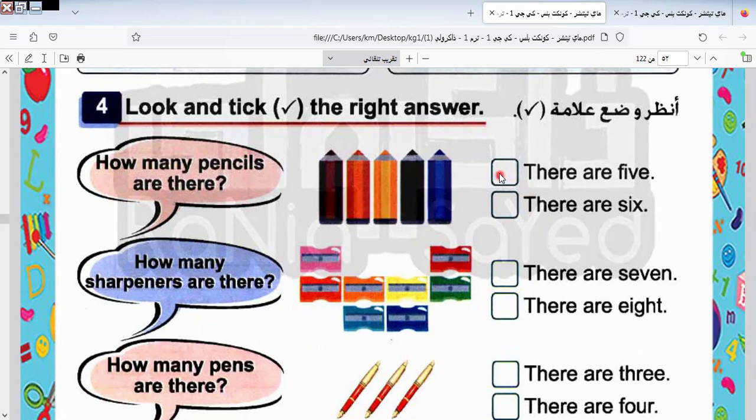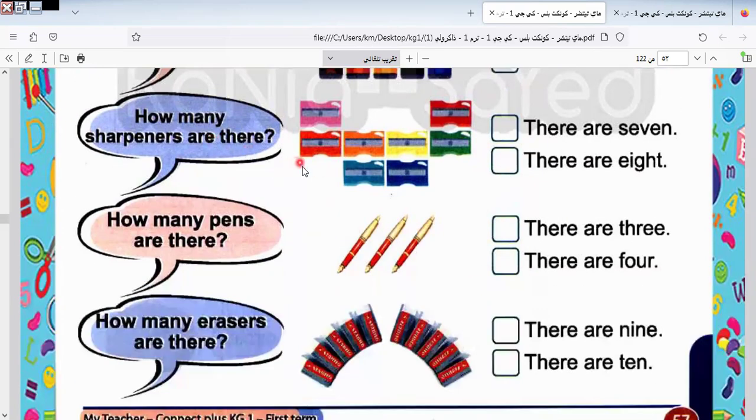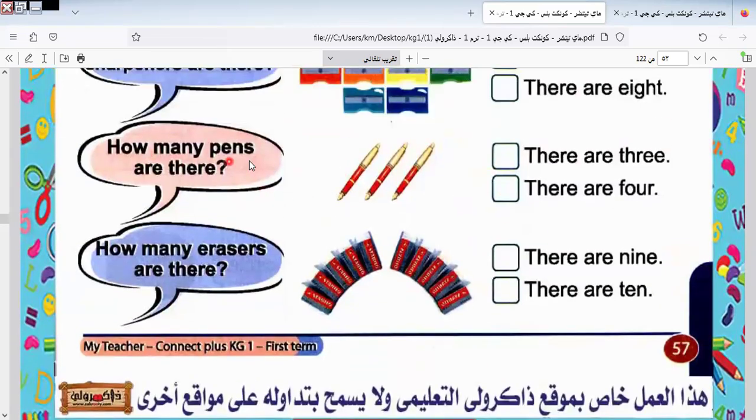So the answer will be 5. This one: how many sharpeners are there? 1, 2, 3, 4, 5, 6, 7, 8. It will be 8. Let's go to another one. How many pins are there? 1, 2, 3. It will be 3.